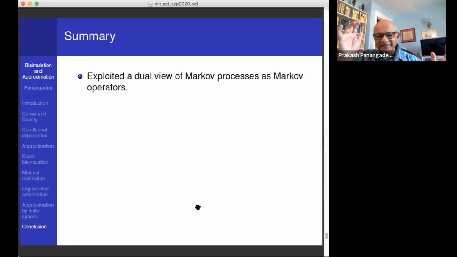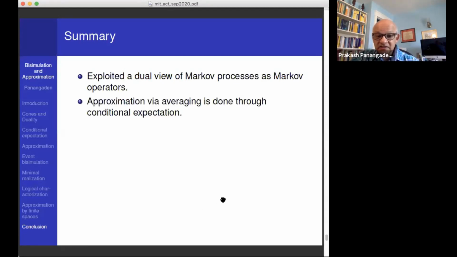I've elided a lot of tedious calculations to prove the co-universal property of pushouts and the universal property of the projective limits and so on, but these details can be found in the paper. But all these three talks have emphasized a dual view of Markov processes as Markov operators. Instead of transition kernels that take a measure and transform it to a new measure, we're looking at transformation of expectation values of random variables. This is roughly the way to say it.